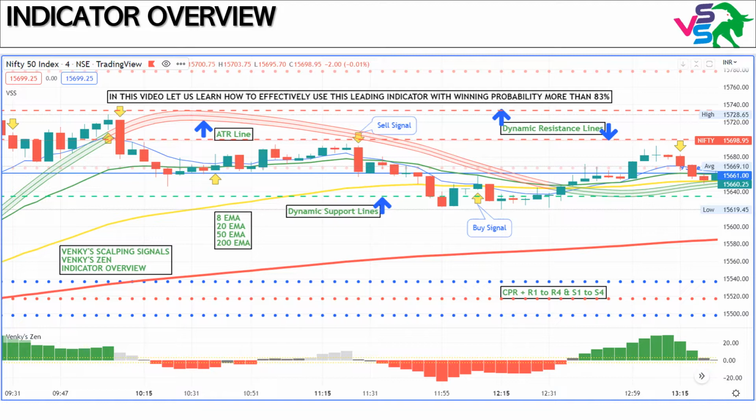Features available: dynamic support and resistance levels, real-time data, pivot and central pivot range along with resistance R1 to R4 and support S1 to S4. Camarilla pivots option is also available. Four exponential moving averages, 8, 20, 50 and 200, with editable range. Scalping line for market direction. Buy signal and sell signal for trade entry and exit. VENKY'S Zen indicator to support and confirm the trade. Come, let us study some basics about support and resistance and moving averages.